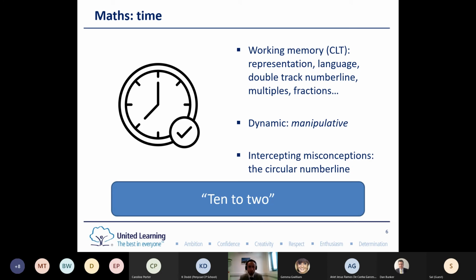There's the language that goes alongside time, past and to, and what those prepositions actually refer to. There's the fact that you've got a double track number line in place. By that I mean there's a circular number line where you have both minutes and hours going along that same number line, and one hand refers to one and the other hand refers to the other. There's the fact that you have to be able to count in multiples of 5.